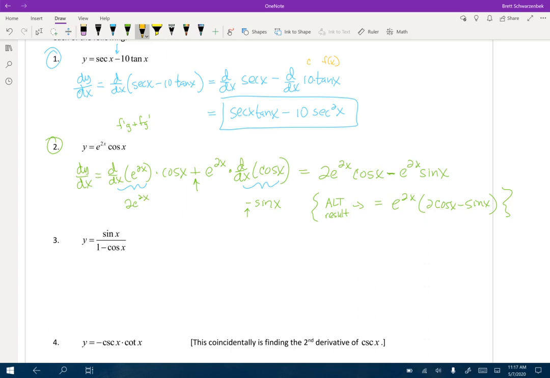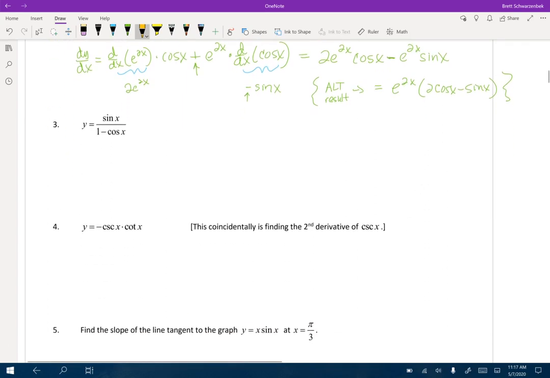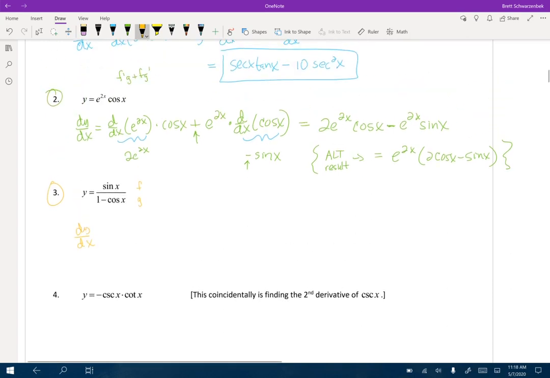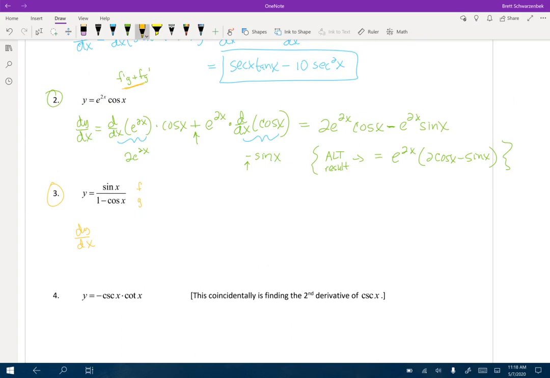Okay, so again, we move to number 3, and once again, the light bulb should be shining in your head, screaming at you saying quotient rule. So once you see that, you can go, all right, well, let's see how this all comes together. So dy dx, we got here, remember our quotient rule is this, f prime g minus fg prime over g squared. So that's going to look like the following.